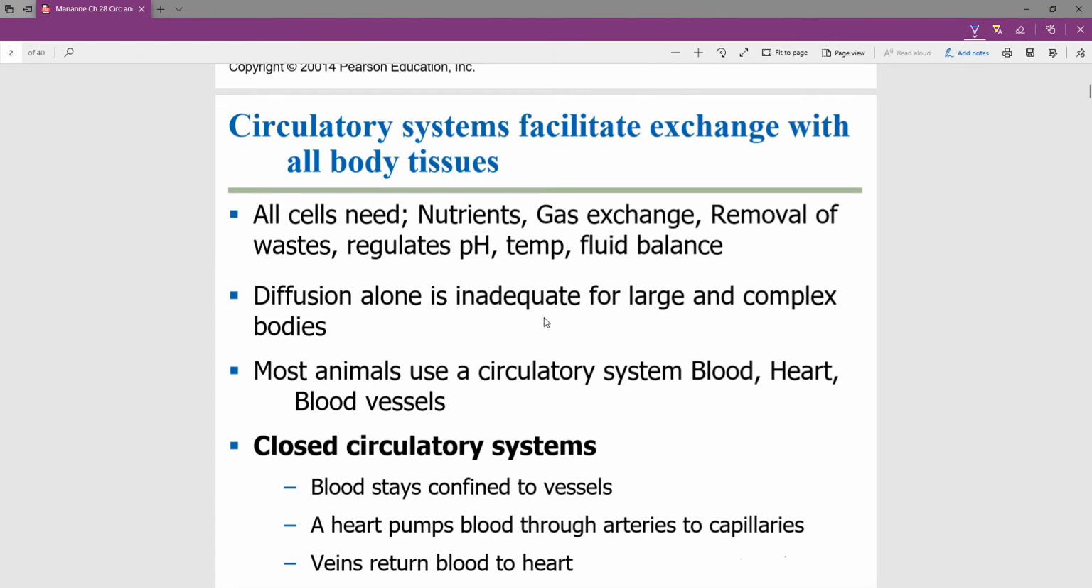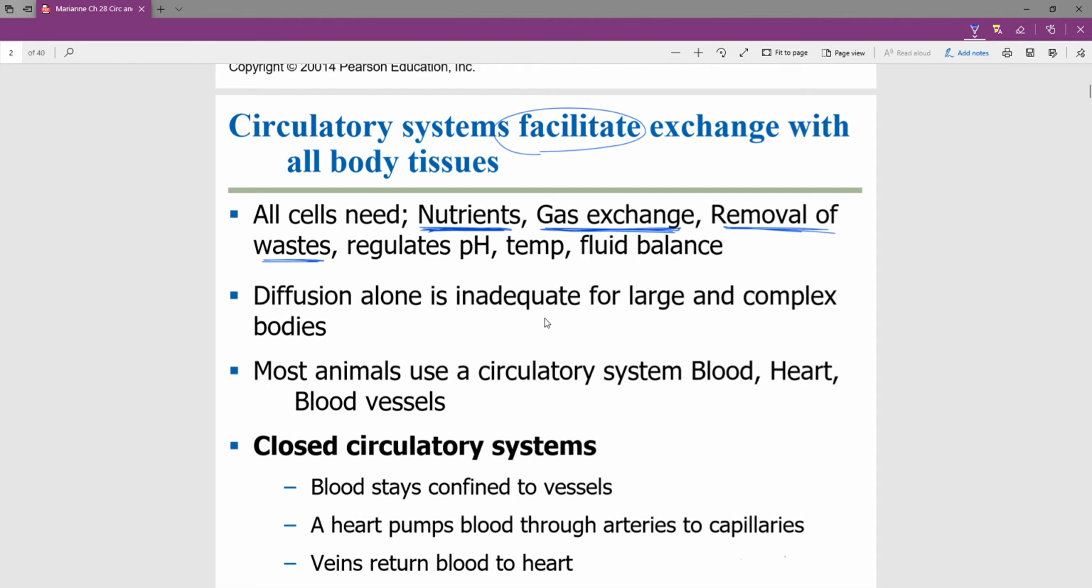So like I just said, the circulatory system, really the key job of it is to facilitate exchange. And so facilitating the exchange with all of the body tissues. So it allows for the digestive system to get the nutrients to cells. It allows for the gas exchange system or your respiratory system to get the gases exchanged, the carbon dioxide and the oxygen. And it also allows for the function of the removal of waste, which is your excretory system. And so it's that filtering of the blood and excreting it as urine.